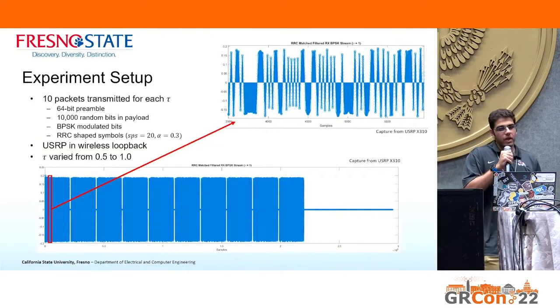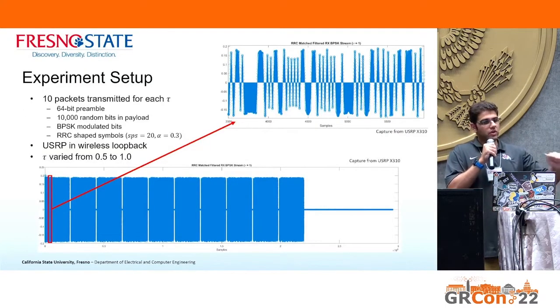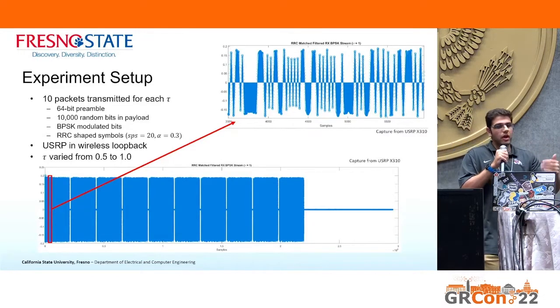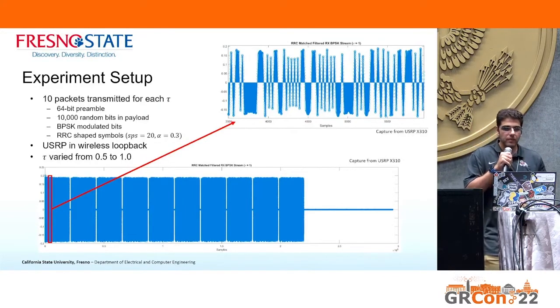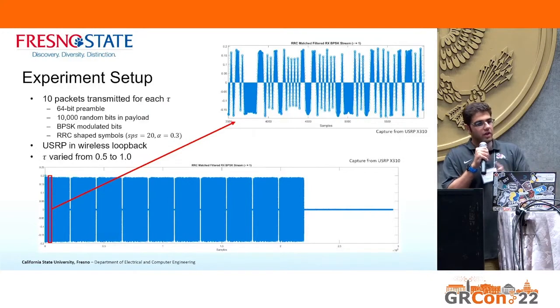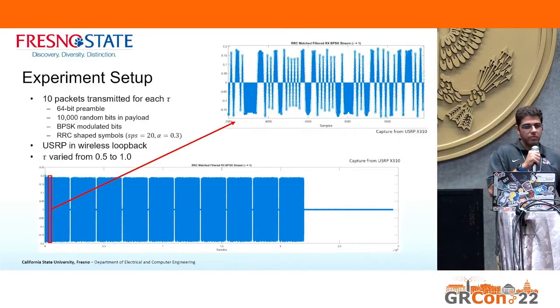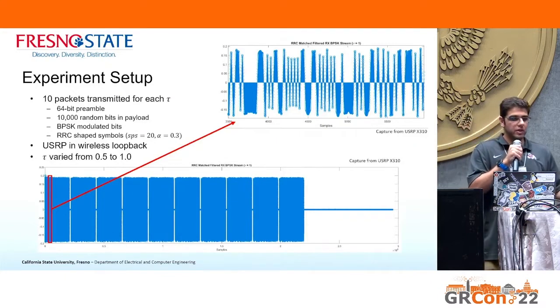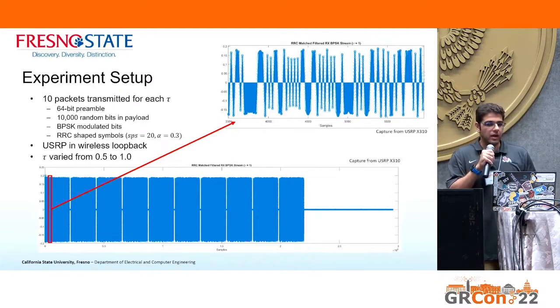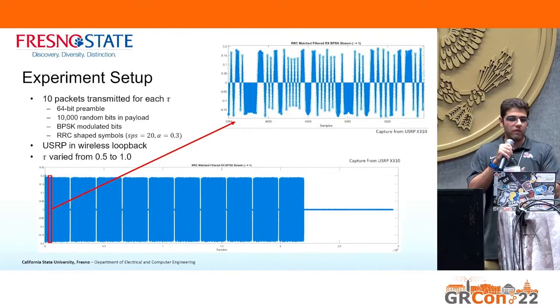So the experiment we ran was we transmitted 10 packets for each value of tau. What we wanted to get was a BER curve of tau versus bit error rate. The packets had a 64-bit preamble, 10,000 random bits in the payload, BPSK modulated bits, and RRC shaped symbols. Our USRPs were in a wireless loopback configuration, and we varied tau from 0.5 to 1.